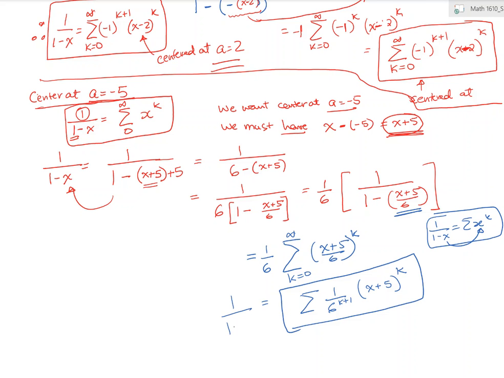So that means 1 over 1 minus x can be written like this, and this is centered at a equals -5. That's what we wanted. So this is a nice way of generating power series at different centers. So this concludes our chapter 11.